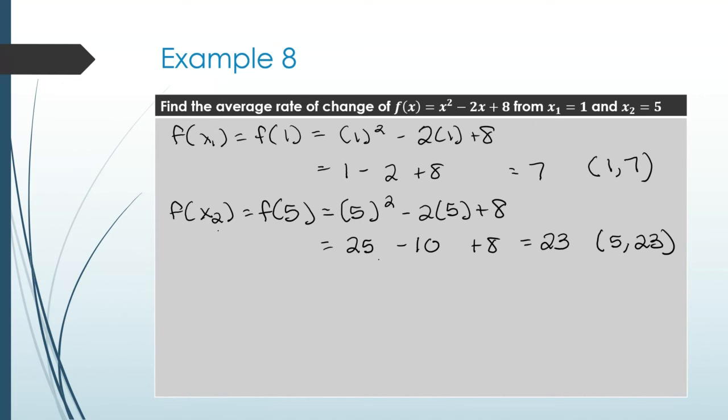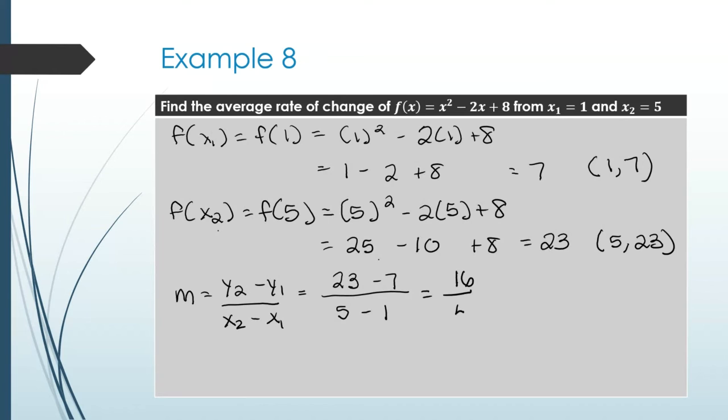So now we have two ordered pairs, and we're basically just finding the slope. It's the same thing as y2 minus y1 over x2 minus x1. So I have 23 minus 7. Those are my y values. That second point is the y2. And then the x is 5 minus 1. So 23 minus 7 is 16. 5 minus 1 is 4. And then 16 divided by 4 is 4. So our average rate of change is 4.